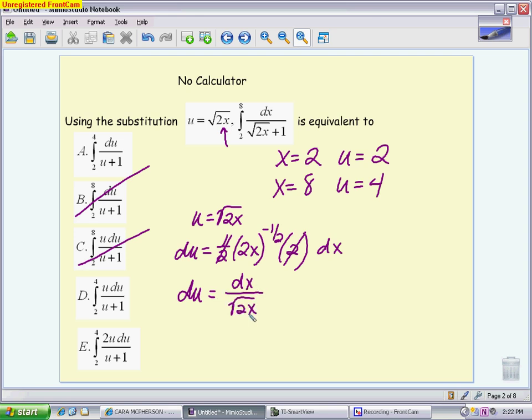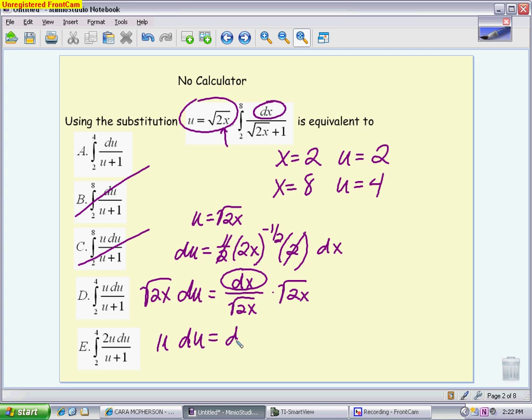And when I first started doing this problem, I was thinking more of a constant adjustment. That's not actually what's going on here. What's going on is I need to replace this dx with something in terms of u. So here's my dx. To get this by itself, I'm going to multiply both sides by the square root of 2x. And I need to be in terms of u, so I'm going to use what they told me up here, the idea that the square root of 2x is equivalent to u. So I'm going to write u du is equal to dx. Very more involved complete u substitution.